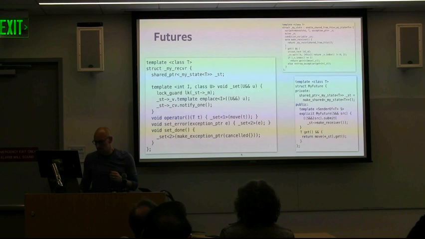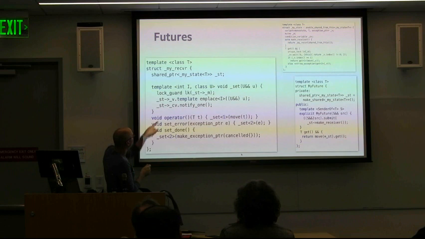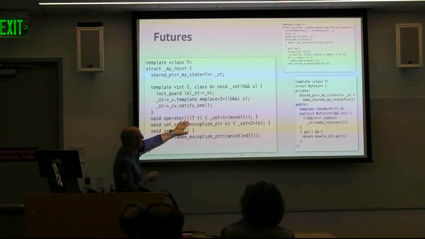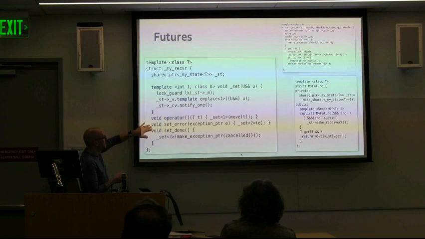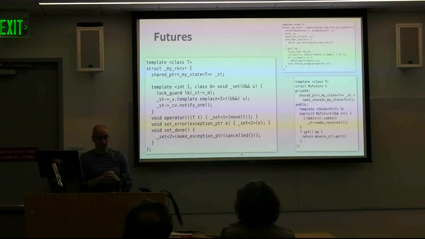Here's the receiver. This should also look familiar. Oh, this is another bug in my slide. I had a version of these slides where I fixed all these bugs, and now I guess I must have grabbed an old version of this presentation. My apologies. So imagine this is called set value. So here we have set value, set error, and set done. And what these do is they set the appropriate field in the variant, and then notify on the condition variable.